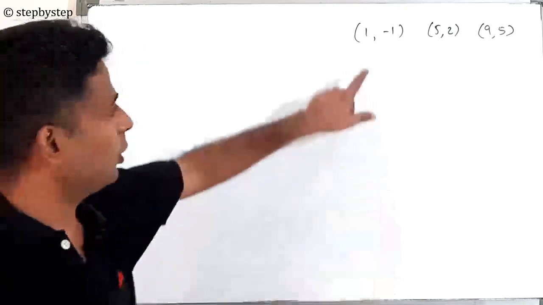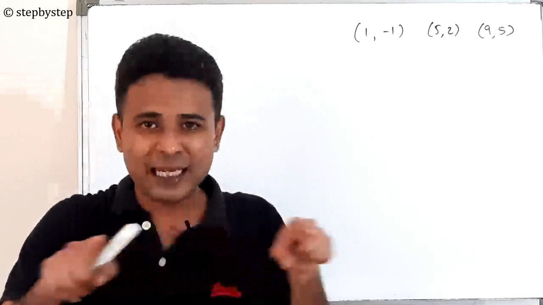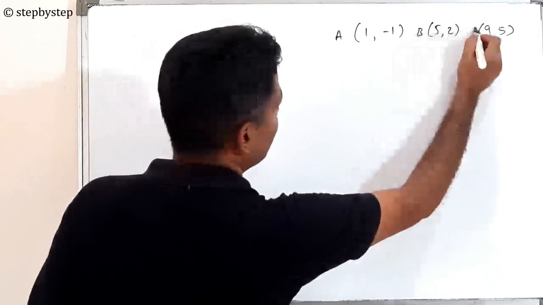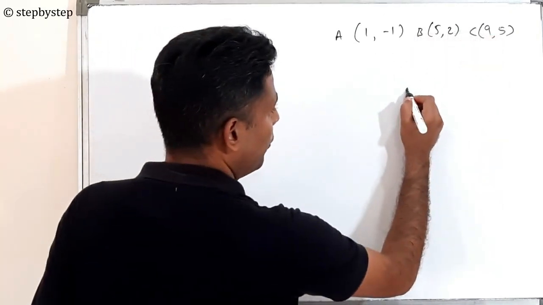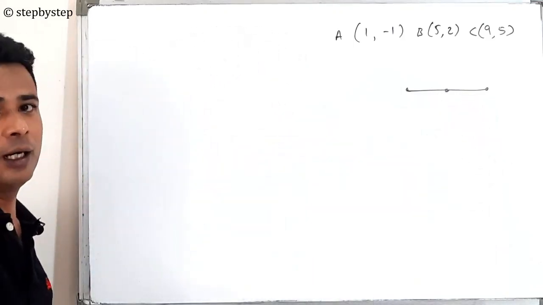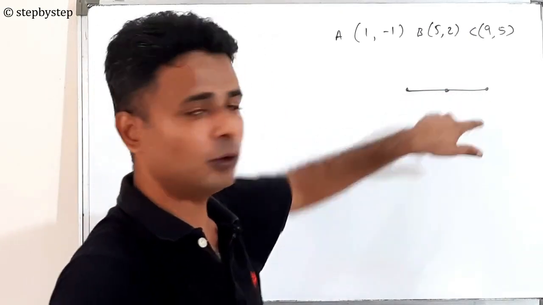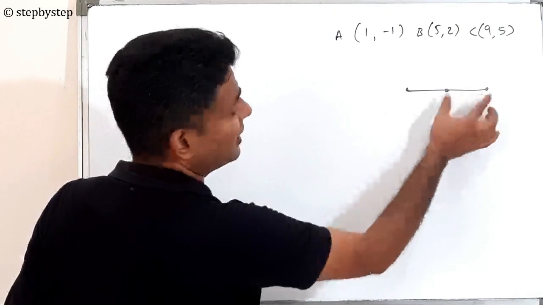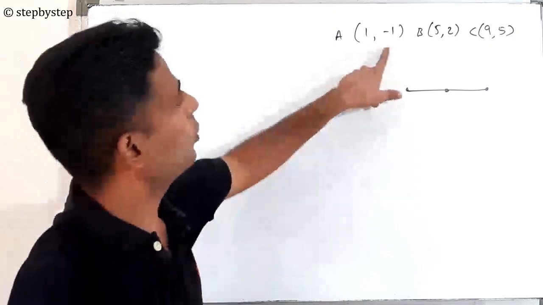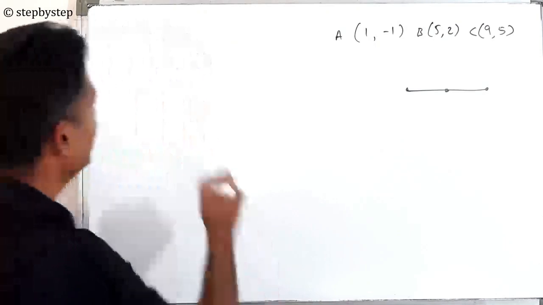Alright guys, the next question was, show that these 3 points are collinear. Now what does collinear mean? They are on the same straight line. So let this point be A, let this point be B, let this point be C. Now how will you show anything is collinear? If we have to show these 3 points are collinear, we have to show that this plus this has to be equal to this. So this distance plus this distance has to be equal to this distance. Only then they are collinear. So what we have to do is find all 3 distances AB, BC and AC. Alright, so that is what we'll do.